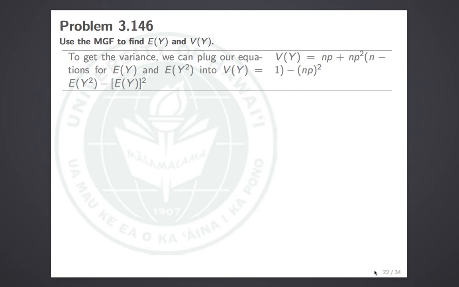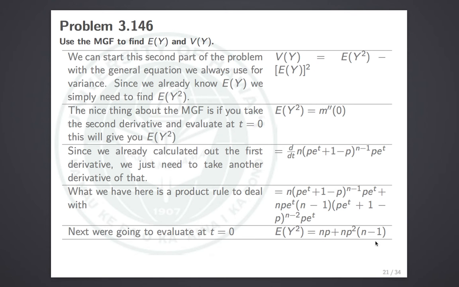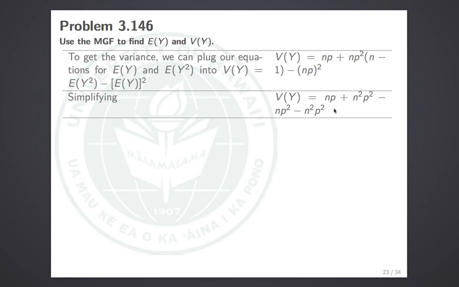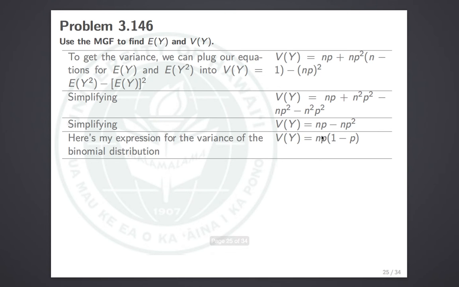To get the variance, you simply plug in your answer for E of Y squared and subtract off the square of the expectation of Y, and so that would be np squared. Simplifying that, I distributed this into the parentheses, simplified some more and factored out an np. This is my variance, which goes along with what the variance for a binomial distribution is.